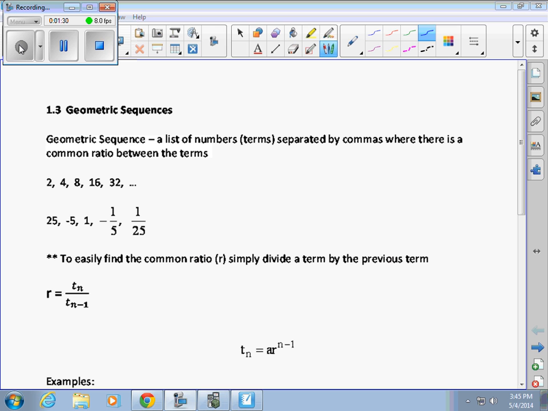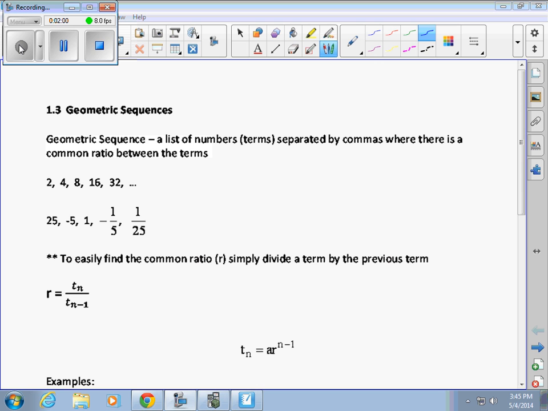So 25, negative 5, 1, negative 1/5, and 1/25, those are all geometric sequences, because we're dividing each term through by a 5. In this case, we're dividing by a negative 5. So it says to easily find the common ratio, r, simply divide a term by the previous term. So our common ratio formula is r equals Tn divided by Tn minus 1. So if I'm looking at term 3, then I divide it by term 3 minus 1, or term 2.